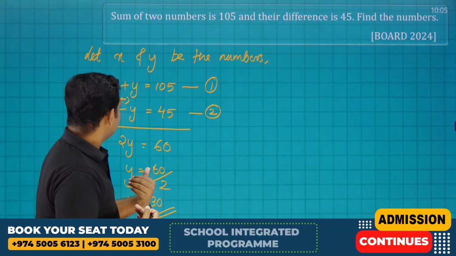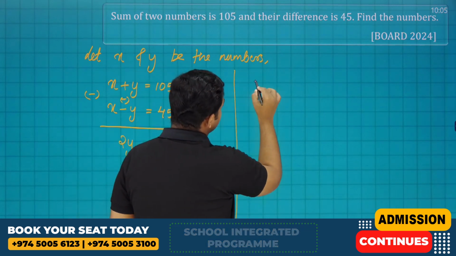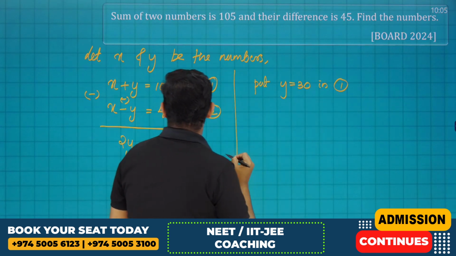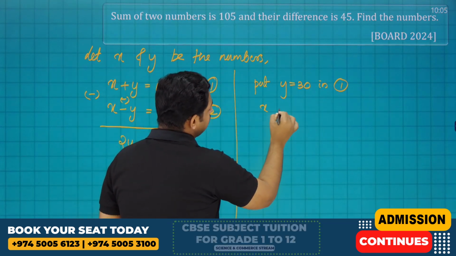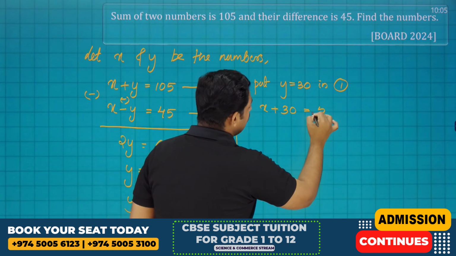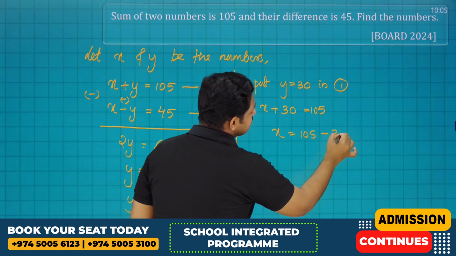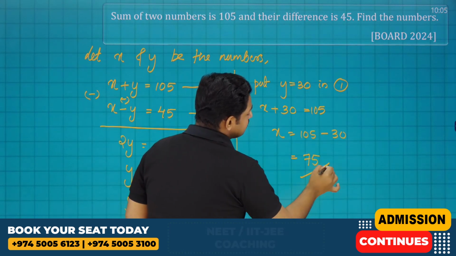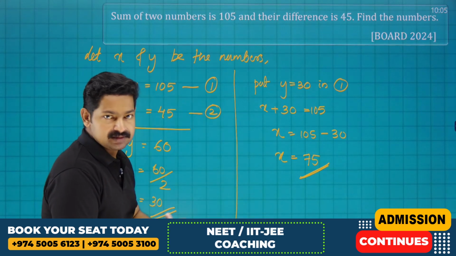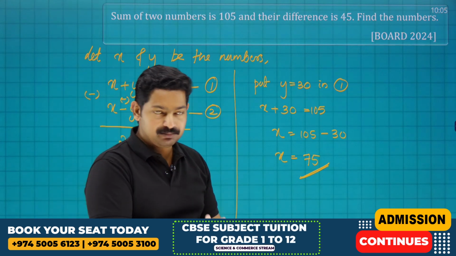Okay, so now what we can do? We can find out the value of x. So put the value of y in equation number 1. Put y equal to 30 in equation number 1. So in equation number 1, x plus, instead of y it is 30, is equal to 105. So x is equal to 105 minus 30. When you subtract, you will be getting 75. x is equal to 75. So you can conclude that the required numbers are 75 and 30. Okay, it's a simple one.